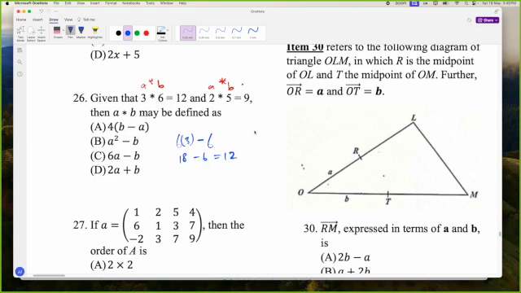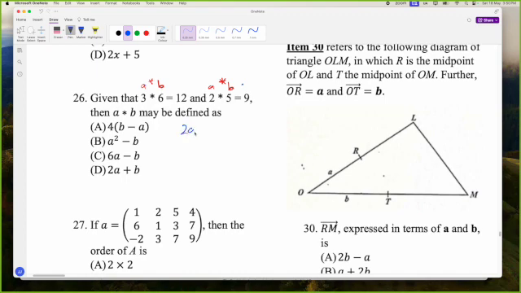Does it work for the second one? 6A, which is 2, minus B, which is 5. 6 2s are 12 minus 5 is not 9. So it doesn't work for the second one. So we're running out of options here. Let me just hope it works for the fourth one, otherwise we'll be in craziness.